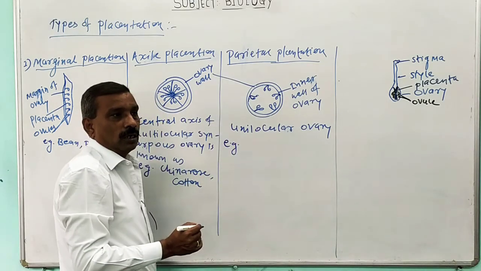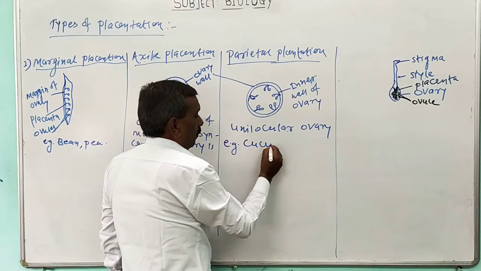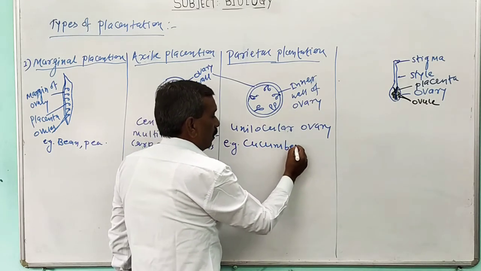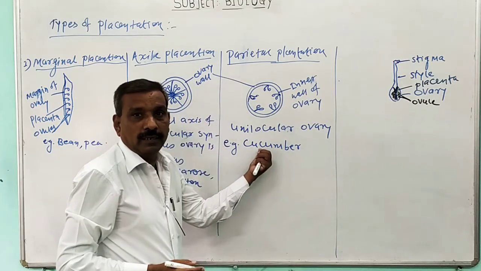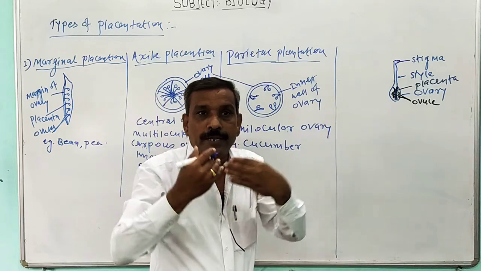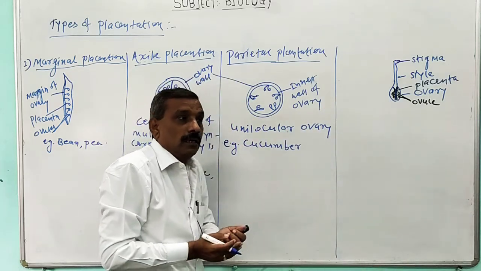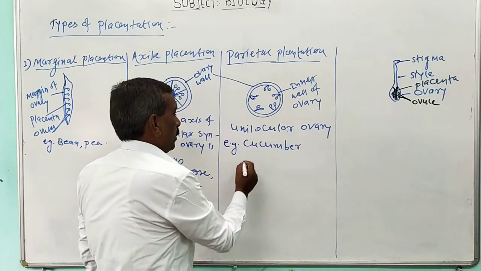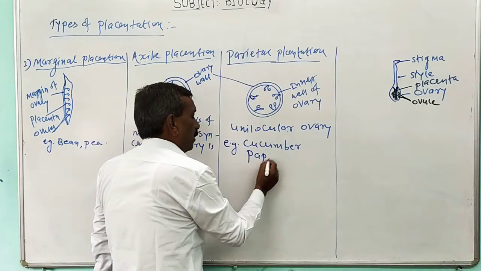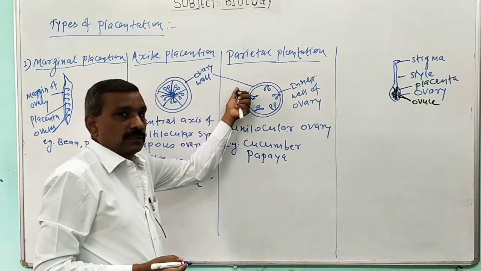You might have observed the fruits of plants like cucumber. In Marathi we call it काकडी. काकडी या वनस्पतीचं फ्रूट जर तुम्ही कट करून पाहिलं तर तुमच्या लक्षात येईल की पेरी पासून ओव्हल्स किंवा सीड्स आलेले आहेत. That is a parietal placentation. Also in the case of a papaya plant, parietal placentation is found.